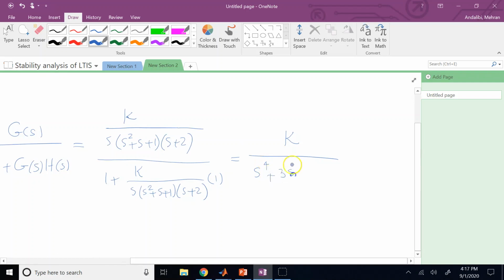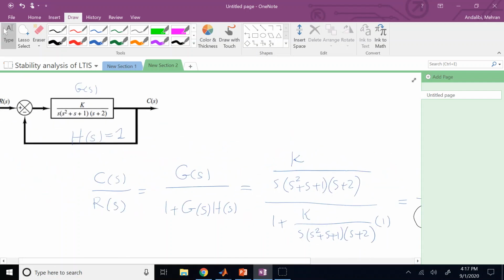1, 3, 3, 2, and then for the constant, since you add this k to it, your constant in the denominator will be k. So this is your closed loop transfer function, and your characteristic polynomial is this here. Now, what does the problem ask? The problem says, for what range of k is the system stable? So this k is a parameter that you can change.